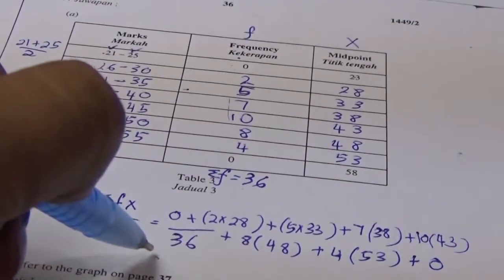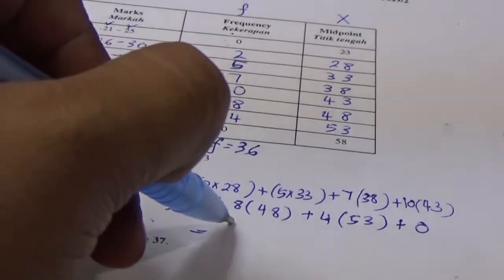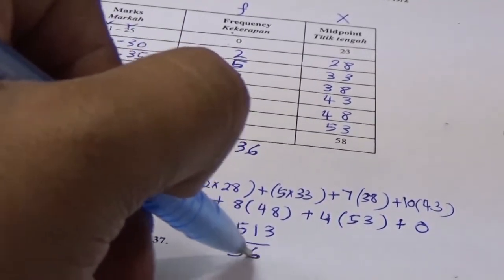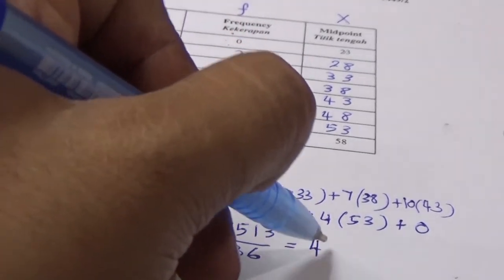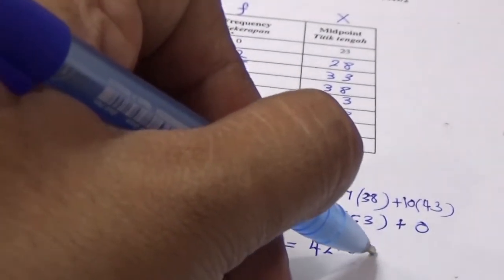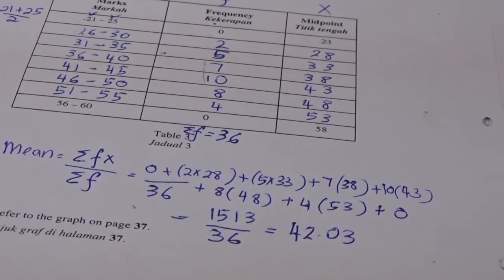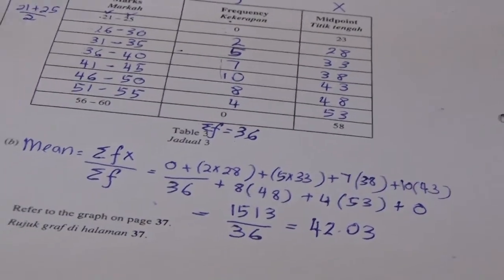So when you add all of these, you should get a total of 1513 divided by 36. So your final mean would be 42.03. So that is the estimated mean for question 14B. Let's continue with question 14C.